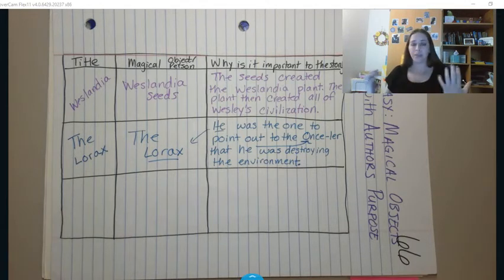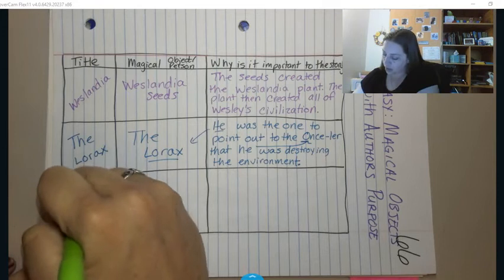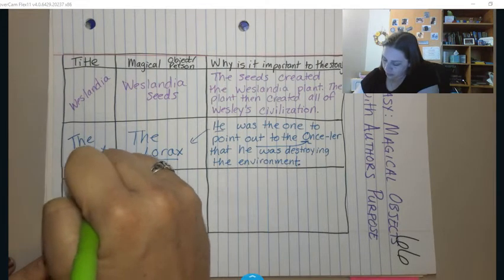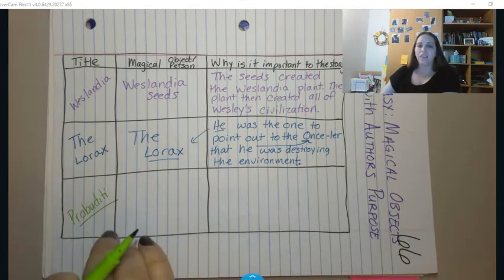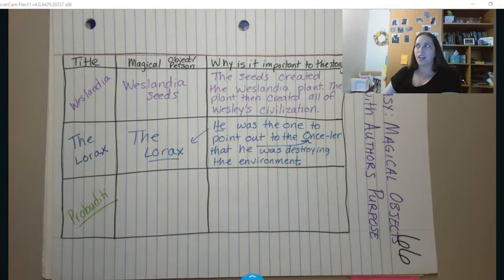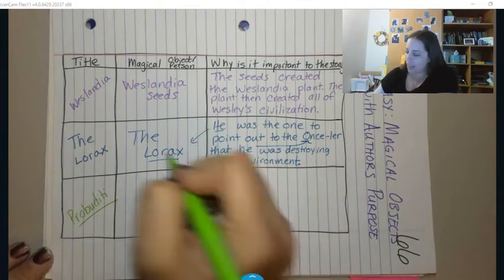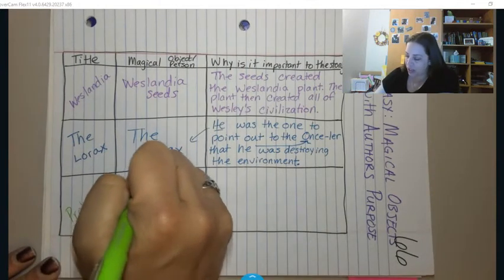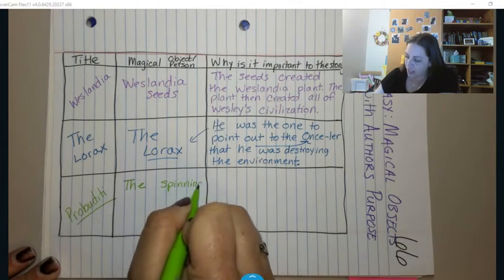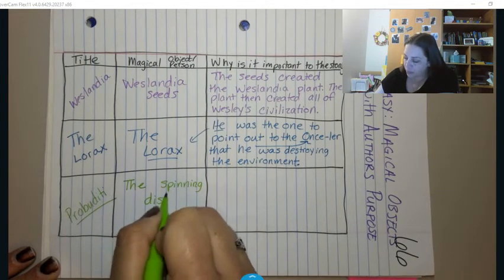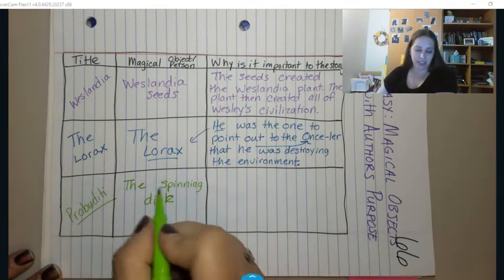All right, last but not least, Probudiddy. I always just think that's a fun story. And if I'm thinking about Probudiddy, there's a lot of different magical objects in there. And the one magical object that was included in this that made them think everything was going crazy was the spinning disc. Remember that disc that he spun in order to hypnotize his sister.